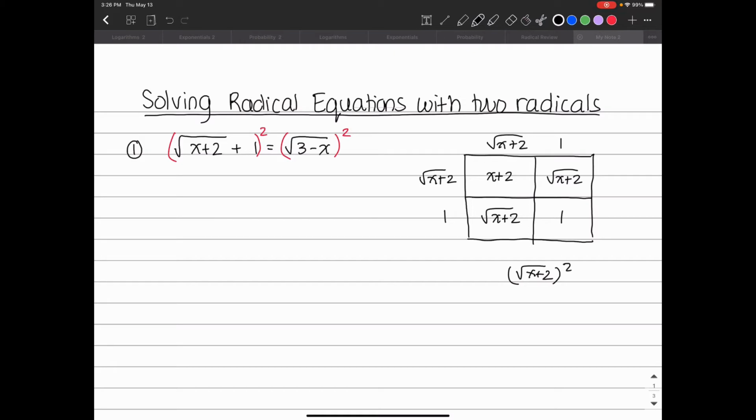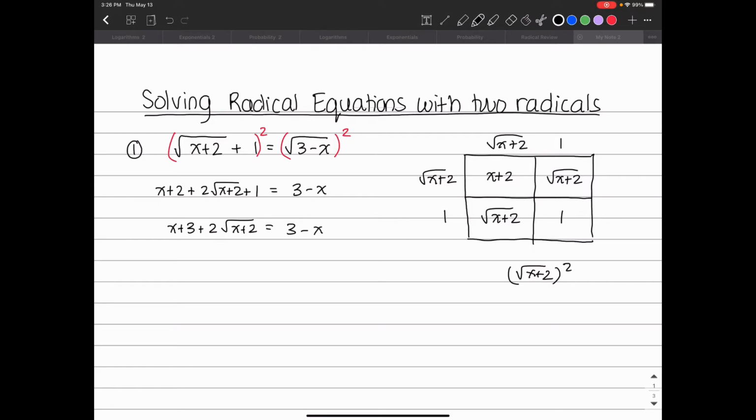So when I add all of this together, I have x plus 2 square roots of x plus 2, plus 1, is equal to, on the right-hand side, these two things cancel, the square root and the square. So I have 3 minus x, what's inside. From here, I'm going to simplify the left-hand side to be x plus 3 plus 2 square roots of x plus 2 is equal to 3 minus x.